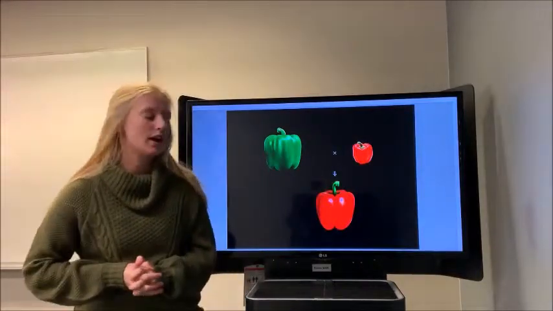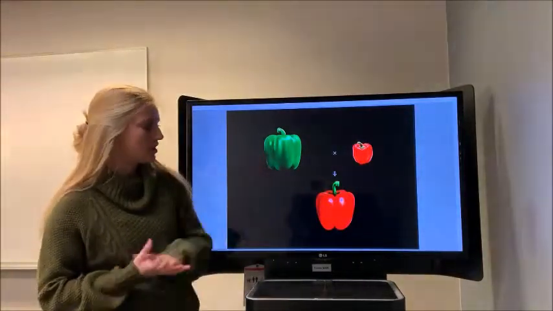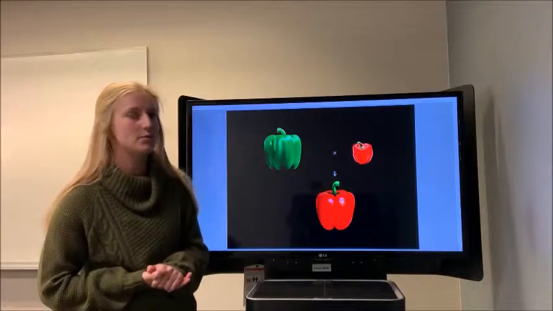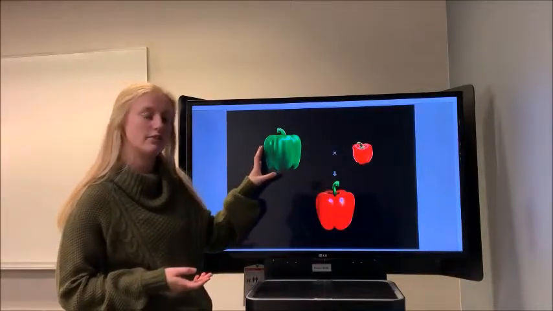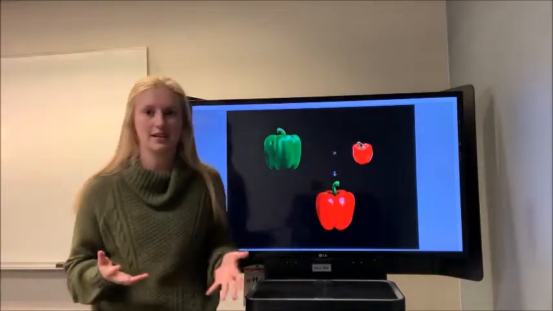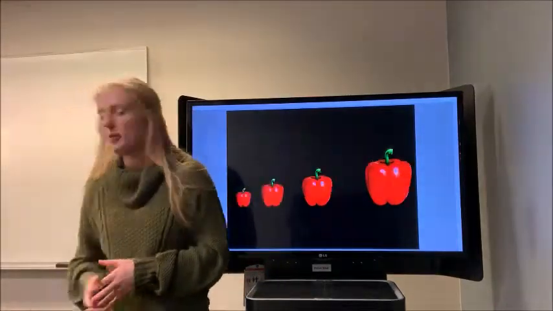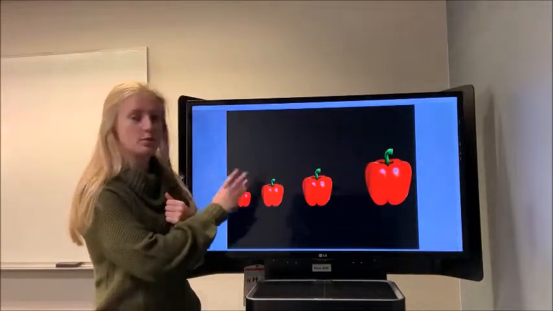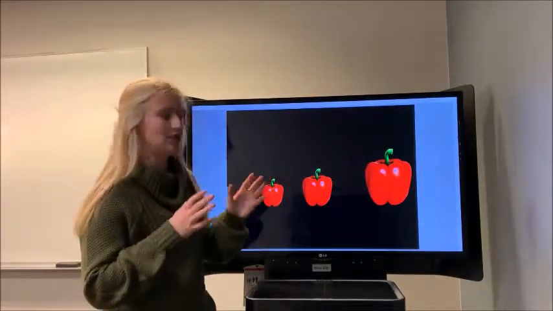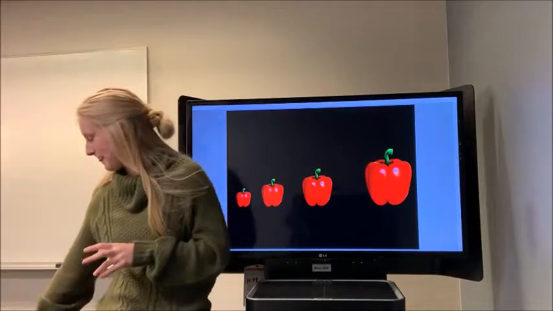So here we have a quick example. I have two peppers here, and by crossing them together, we're able to produce an offspring that is more red than that first one, and then larger than the second. And we hope by making the correct decisions, we're able to produce peppers that are even larger than the last.